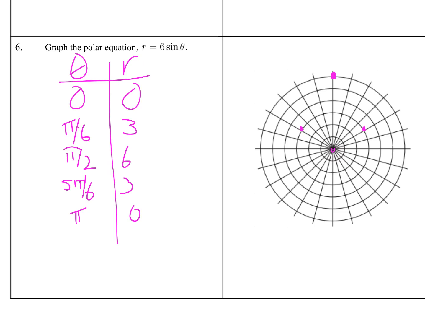And then I'm going to go 7 pi over 6. And that's going to be negative 6. I'm sorry, negative 3. I forgot to divide by 2. So that's like that same point. That's now, I'm repeating myself. So it's just going to kind of draw like a circle. Oh, okay. Sounds good.